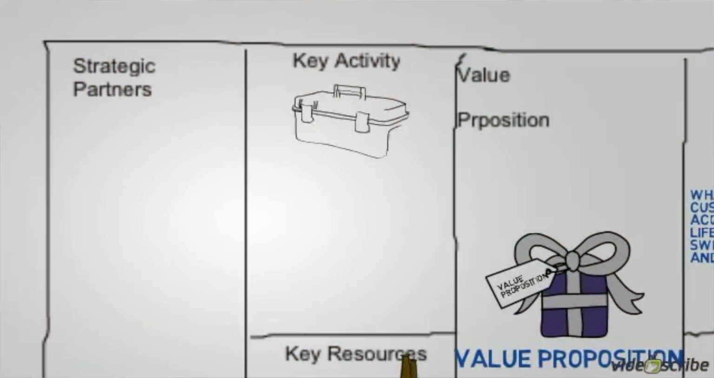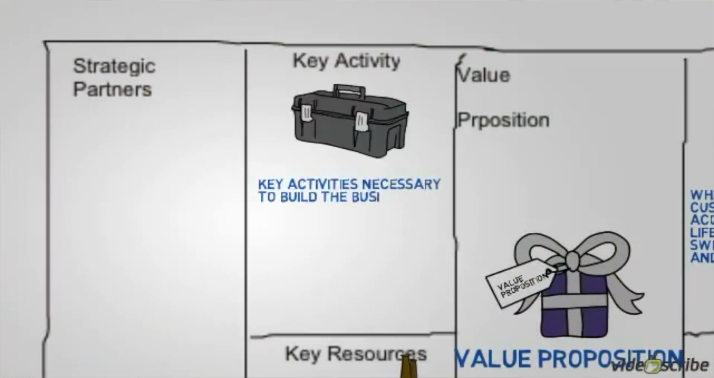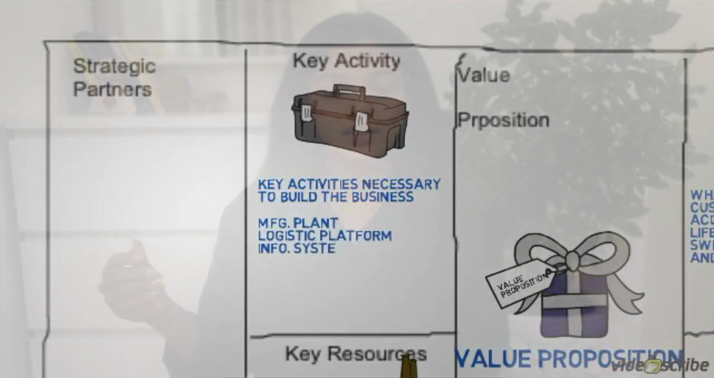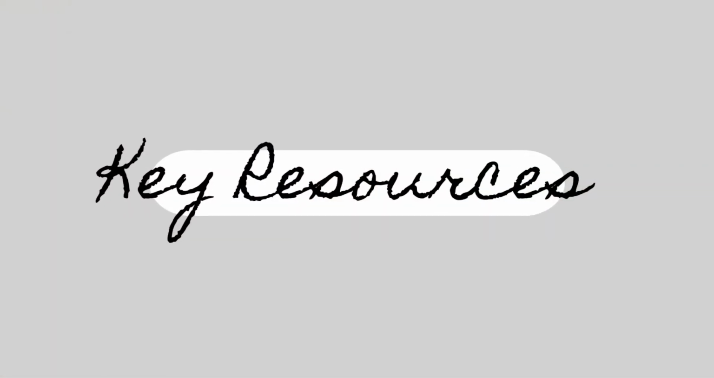The second element is finding the right activities. What are the key activities that you will be conducting to provide this value proposition? For example, Swiggy uses home delivery as its key activity to provide the value of convenience. Key resources are the things that enable these activities that you're planning to do. It could be an office space, delivery boys, vehicles, computers, etc.